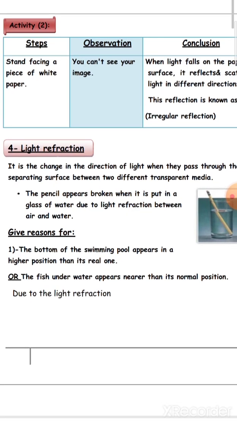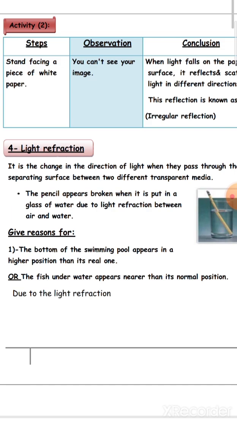The fourth property is the light refraction. If I put a pencil in a cup of water, but it's not completely filled with water, it contains a little amount of water and the other part is empty, how can we see the pencil? Yes, it seems broken. Why does it seem broken? Because the light here will move in two media or in two materials. First, it will move in the air, then it will move in the water.